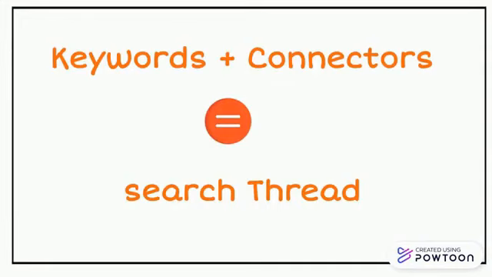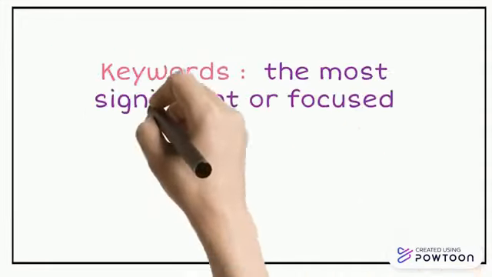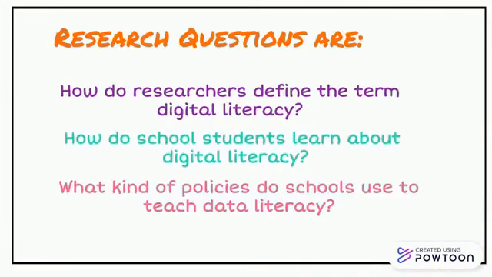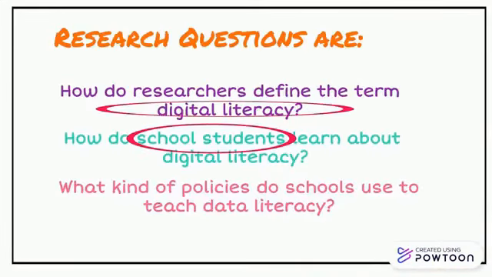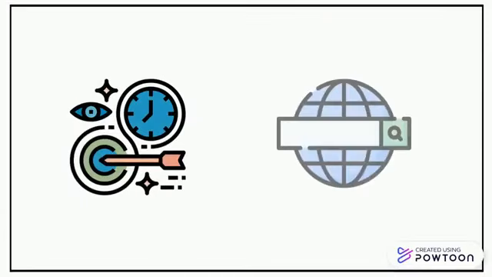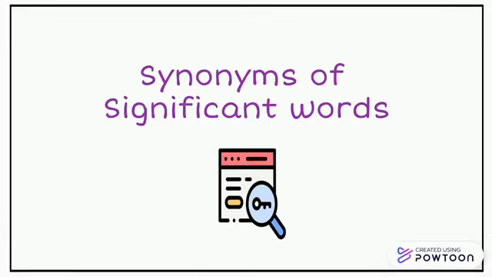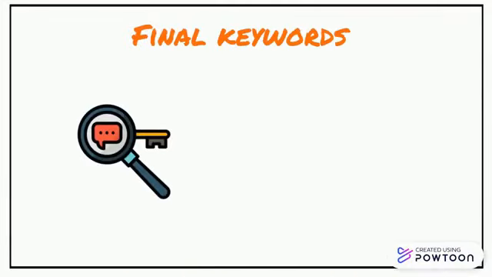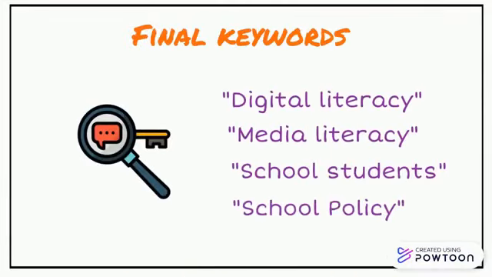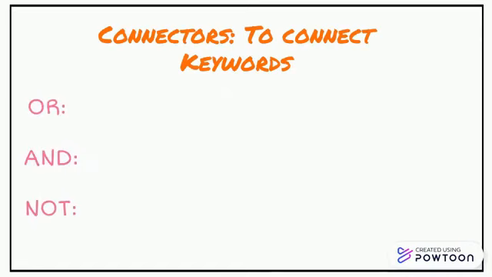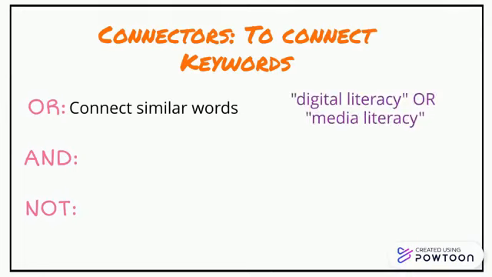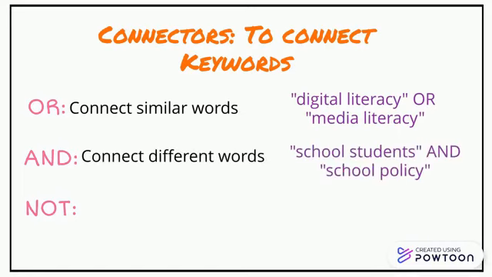We will create a thread of keywords and connectors and use that to search the database. Keywords are the most significant or focused words of the search questions. In our example, the directly seen keywords are digital literacy, school students, school policy. To get all the relevant results, you can use the synonyms of these words. So, in our example, the final keywords can be digital literacy, media literacy, school students, school policy. Now, use connectors OR, AND, NOT to connect keywords, where OR is used to connect two or more similar results. So, we will write our similar keywords as digital literacy OR media literacy. AND is used to connect different words, school students AND school policy.